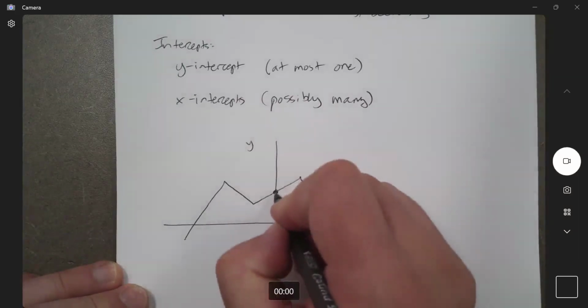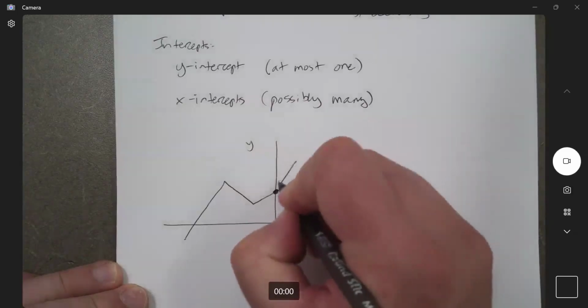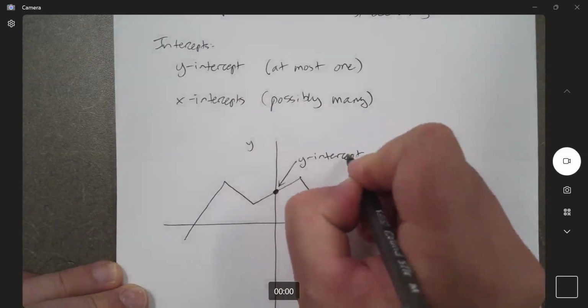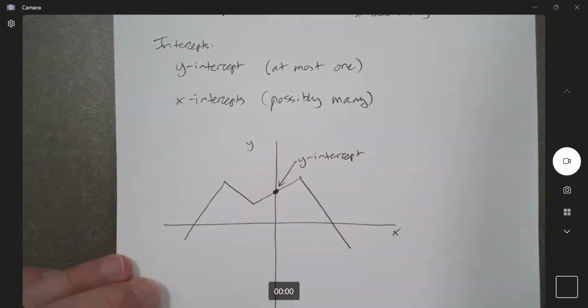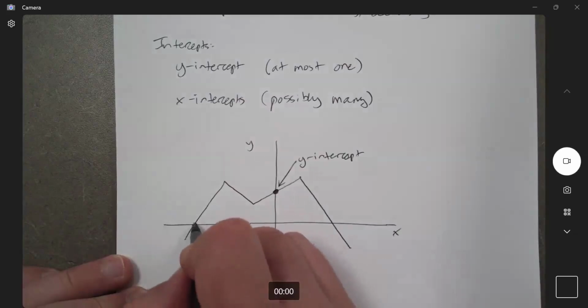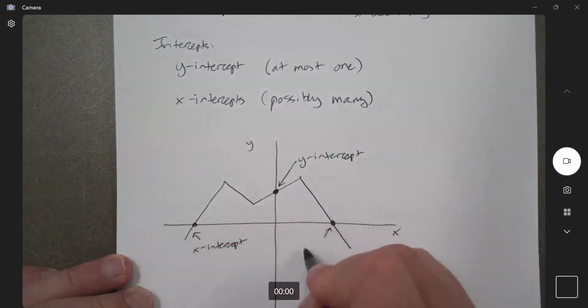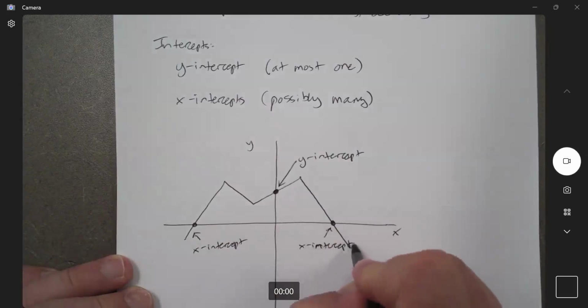It crosses the y-axis at the y-intercept. And it crosses the x-axis in 2 places. And so we have 2 x-intercepts.